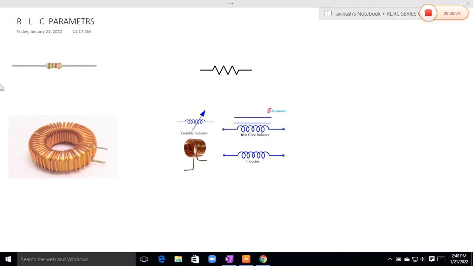Hello students, today we will discuss the RLC parameters passive elements.